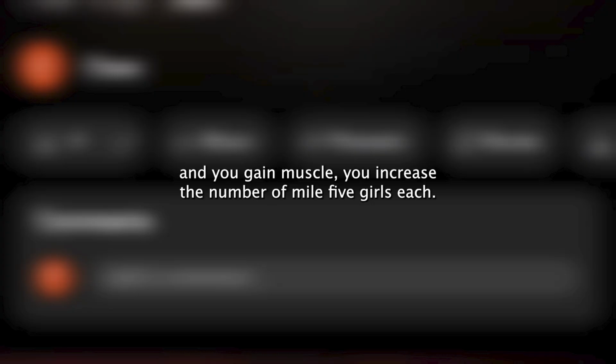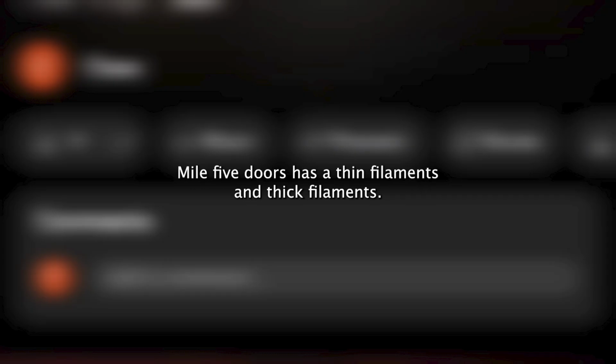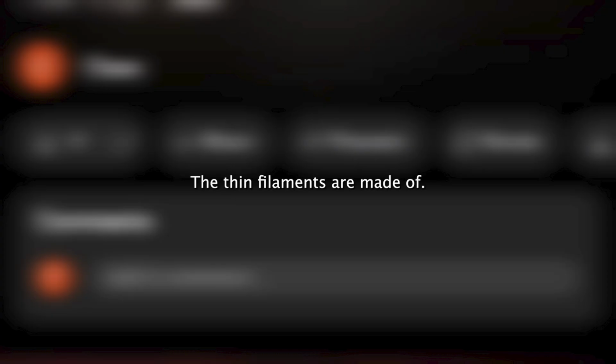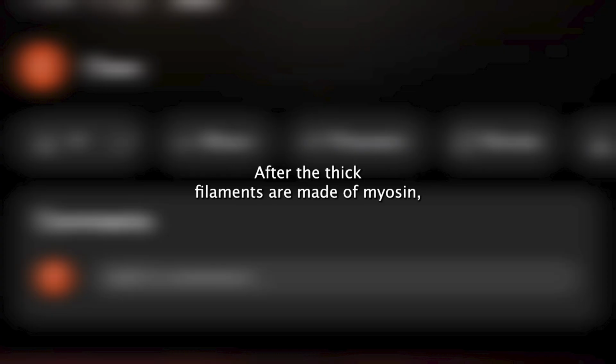So again, when you lift weights and you gain muscle, you increase the number of myofibrils. Each myofibril has thin filaments and thick filaments. The thin filaments are made of actin. The thick filaments are made of myosin. You'll see what that looks like in a second.